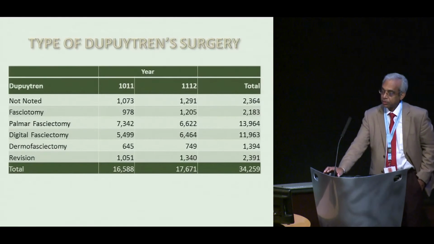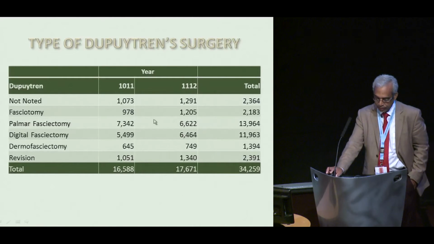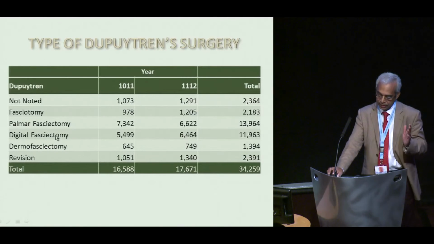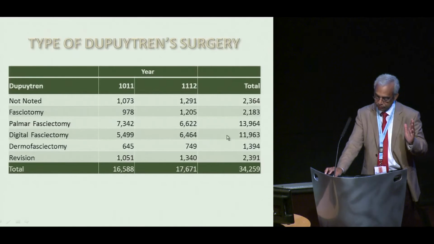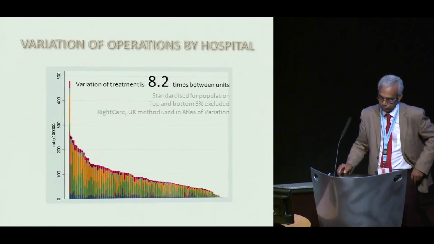Now, the second part of the talk is this, which is when you actually look at the total specific procedures done, the main ones are palmar fasciectomy and digital fasciectomy. And what I want to pick up is just a little bit of trend. The fasciotomy rate is increasing, but this is mainly by decreasing the palmar fasciectomy rate. There's exactly the same, in fact, an increase in digital fasciotomy, and the revision rate is about the same. So there's no change in the revision rate.